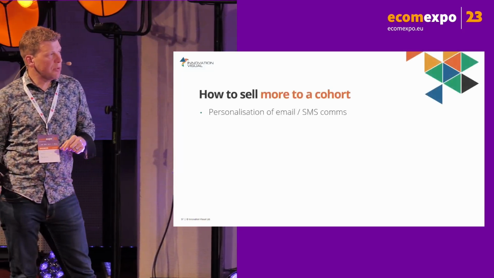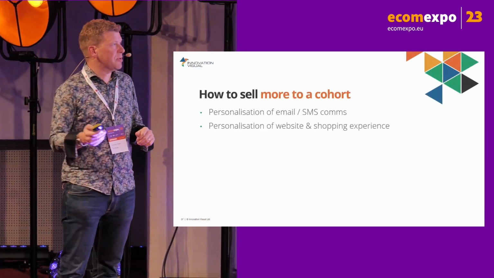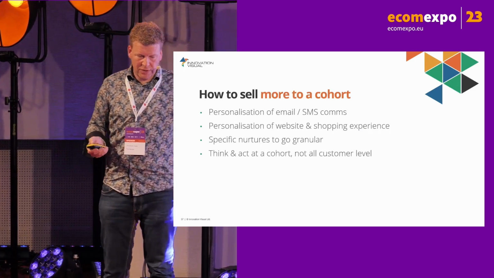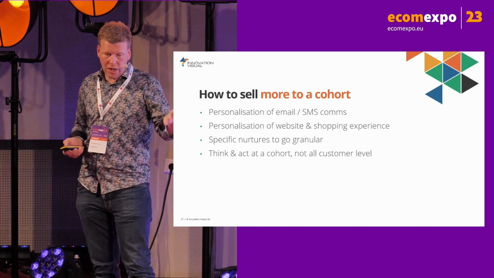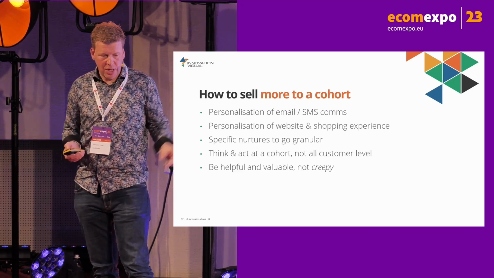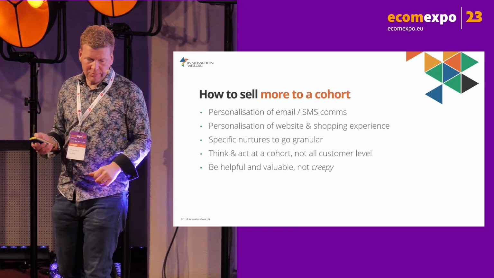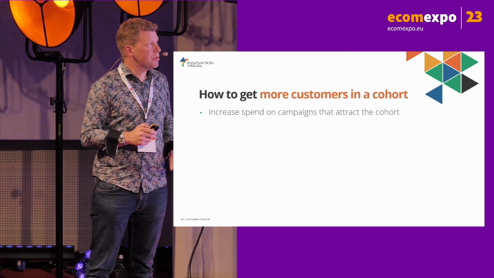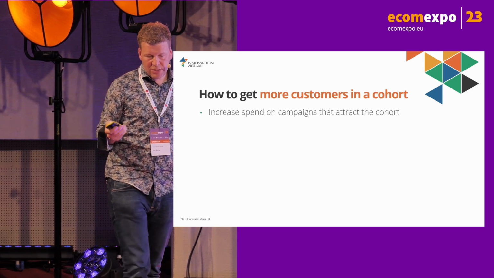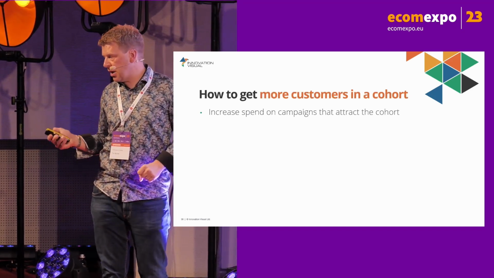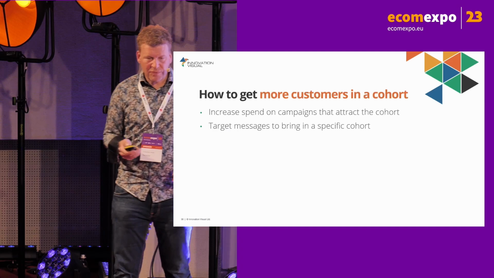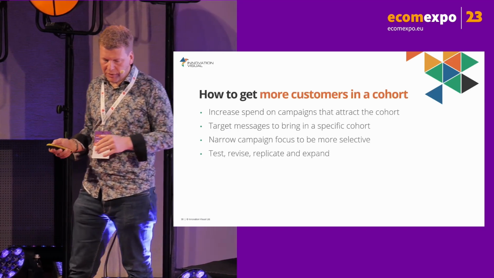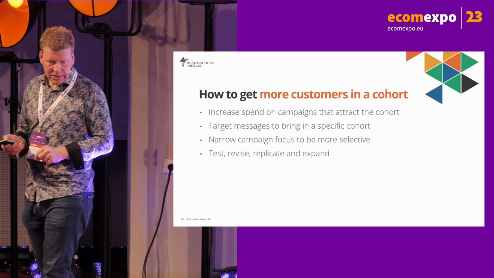So selling more to a cohort, this is what lots of people are talking about, personalization, specific nurtures, go very granular, think and act at a cohort level, not an all customer level. And remember, don't be creepy, be valuable. And then getting more in a cohort, increase the spend on the campaigns that attract that particular cohort. Use very targeted messages to be specific, and then narrow your focus down, and then obviously test, replicate, and expand.